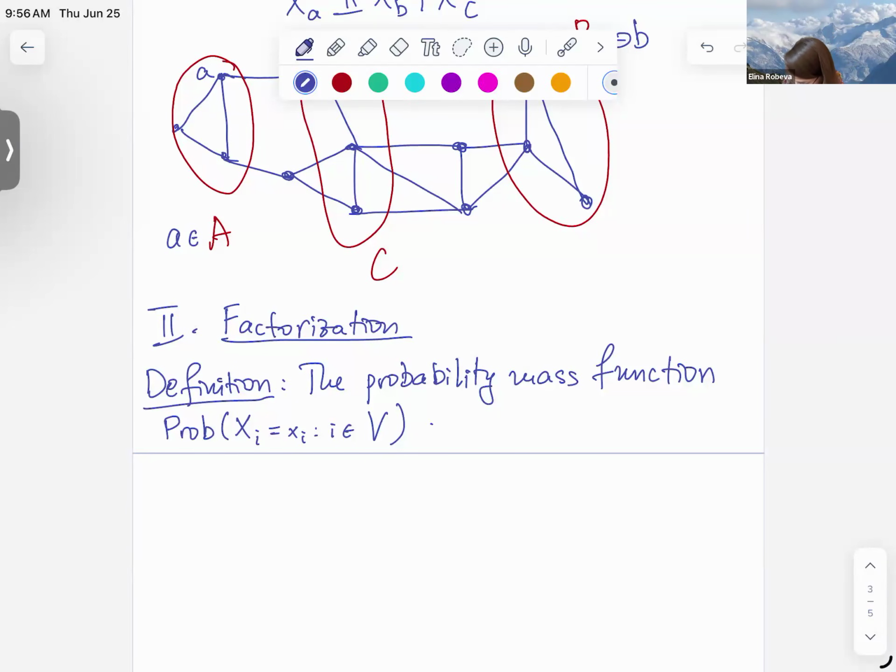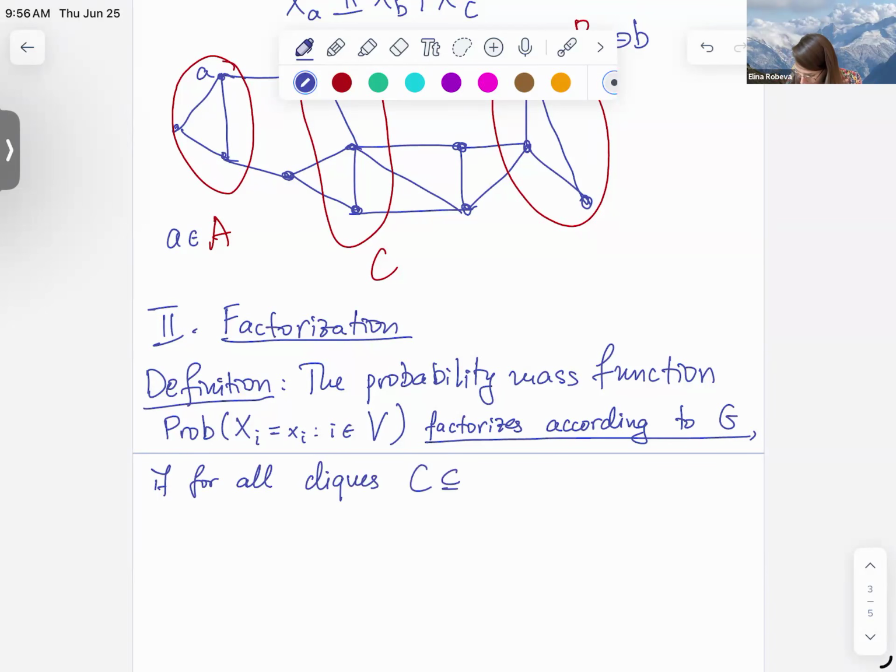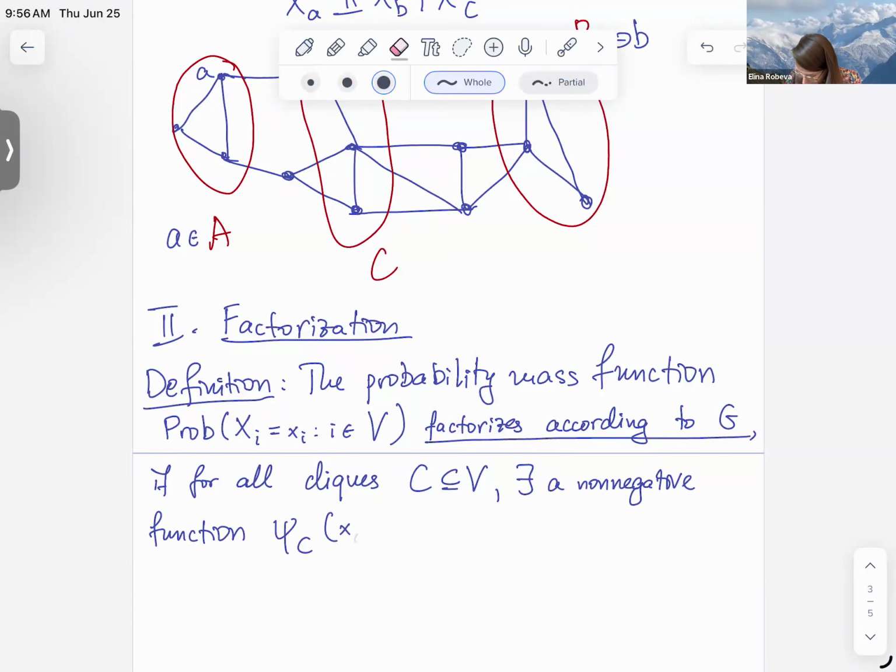Okay, so the probability mass function factorizes according to the graph G, which again has vertices V and edges E, if for all cliques C subset of V, I'll say what a clique is in a second, there exists a non-negative function psi_C that depends on just the variables, or maybe I actually have a better way of writing this, x_i, where i is in C.